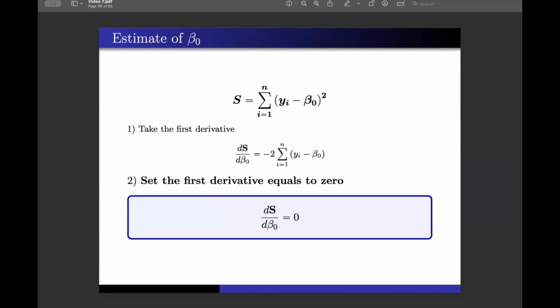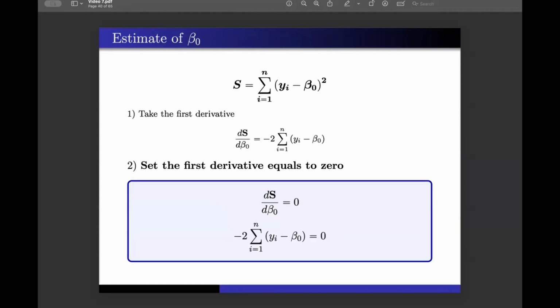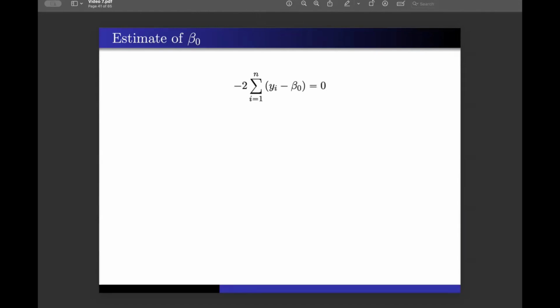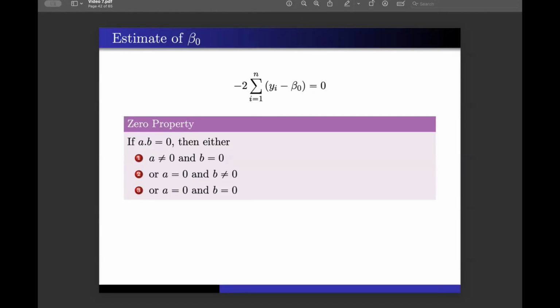If we do that, we get negative 2 summation i going from 1 to n of (y_i minus beta naught) equals 0. And now we need to solve this equation for beta naught. The first thing we'll do is use the zero property. It says that if you have two terms a and b and a times b equals 0, then either b is 0, or a is 0, or both the terms a and b are 0.